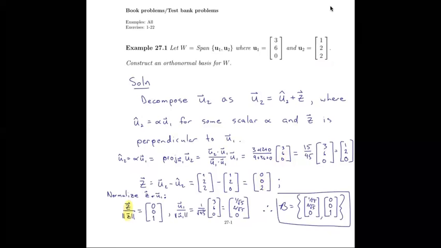So we normalize Z by dividing it by its magnitude. Well, the magnitude of Z is 2. We do 0 squared plus 0 squared plus 2 squared, square root of that. So that's square root of 4 to get 2. And essentially we just divide the vector 0, 0, 2 by 2, and we get this unit vector.